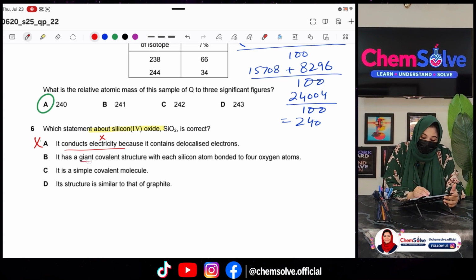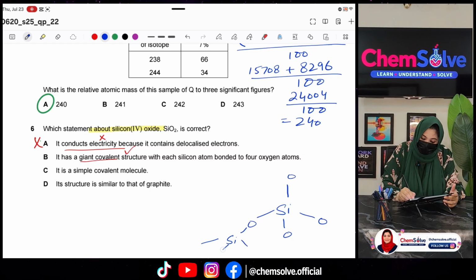It has a giant covalent structure. Yes. Each silicon atom bonded to 4 oxygen atoms. Yes, it is something like this. Silicon is bonded to 4 oxygen atoms like that, and then silicon, and then 4 oxygen like this. So this option seems to be the correct option.